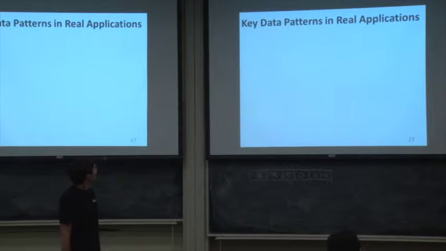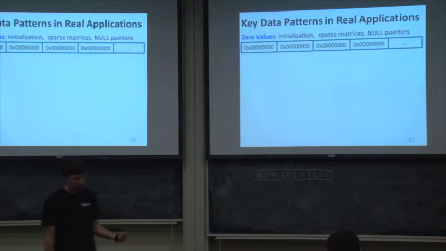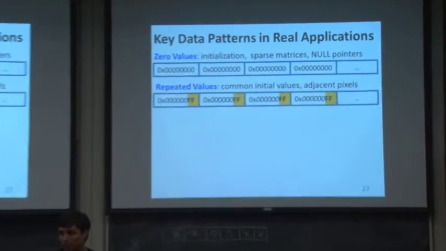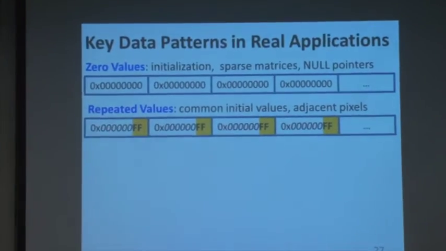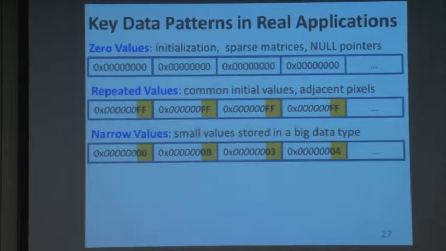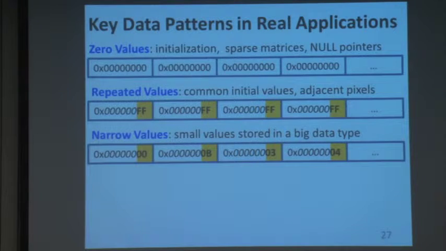Okay, so what is the key idea? Again, we started by looking at real applications as before, and we looked at the key data patterns that occur in different applications. Well, there are zero values, as I said. There are what we call repeated values, which means that the values are the same. They are not necessarily narrow as here. Then there are narrow values. What do narrow values mean? They are either extended with zeros or ones. Essentially, the beginning bits don't store any useful information. But the values here are actually different, so there is one byte of information in this case.